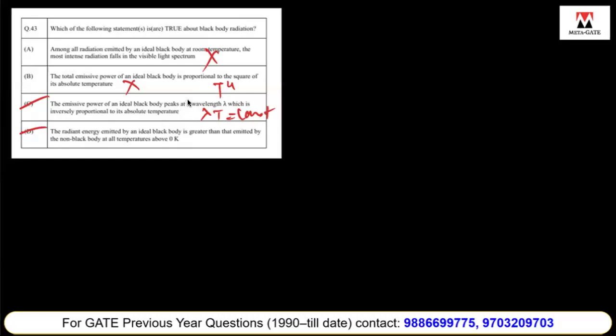The radiant energy emitted by the black body is greater than the non-black body at all temperatures. Generally, a black body is defined as an object that absorbs all the incident radiation and emits radiation with maximum possible efficiency.